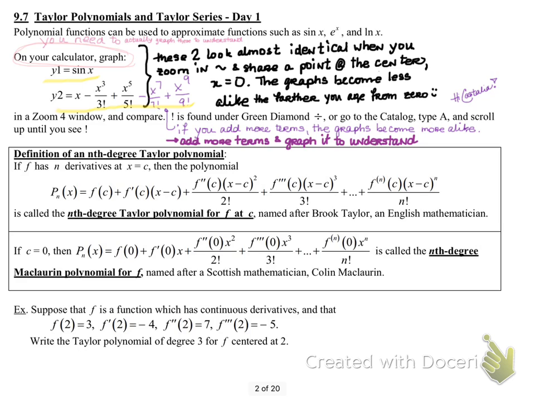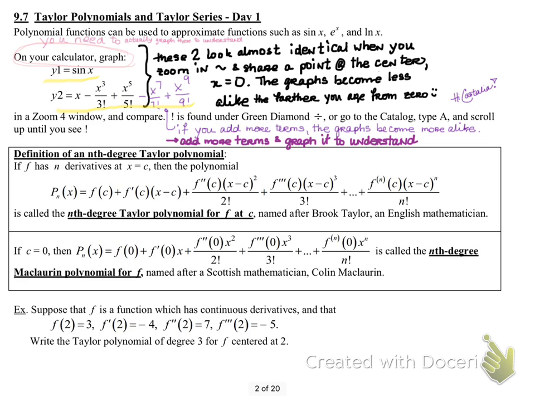Okay, so make sure you actually graph y sub 1 equals sine of x and y sub 2 equals x minus x cubed over 3 factorial plus x to the 5th over 5 factorial. If you look carefully at your two graphs, you're going to see that they look almost identical. And they are more identical the closer you get to their center, which is x equals 0. If you add more terms, the graphs actually become more alike for a longer period of time.